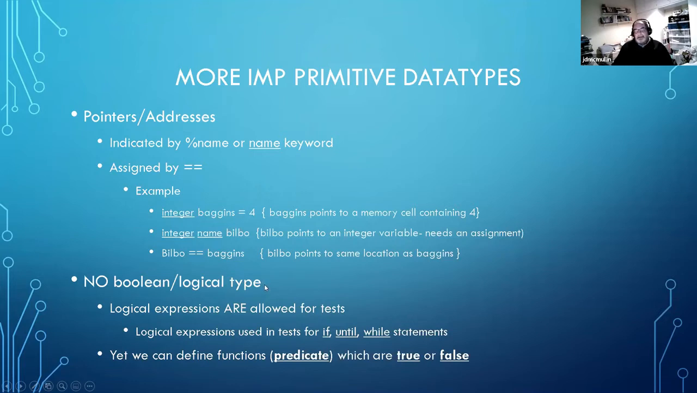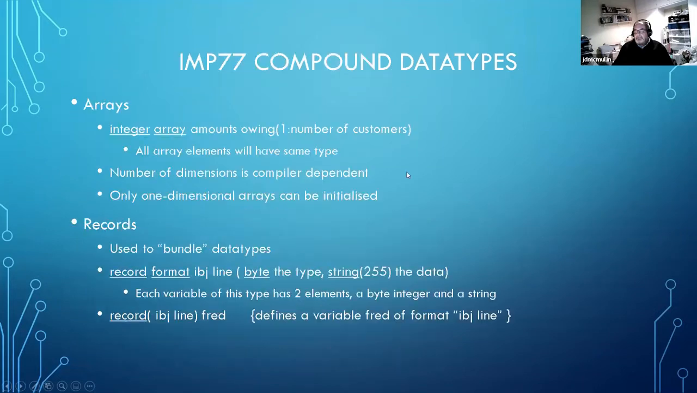Now, this is the bugbear that people might think. There isn't a logical or Boolean type inside IMP77. You can do logical expressions, is A greater than B or whatever, and you can do that in your tests. And they're used in tests like the if statement, until statement, while statement, etc. But no Boolean. But we can have special functions called predicates, which return either true or false, so that you can define a function which will return true or false inside a test for like an if statement, etc. Oh, sorry, we'll go on to those later.